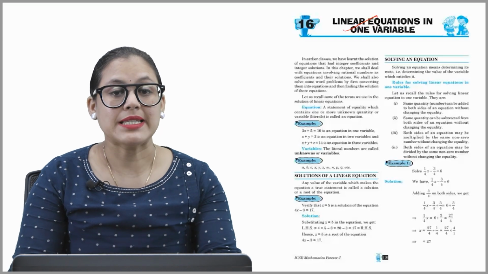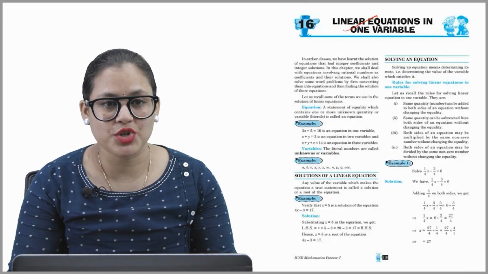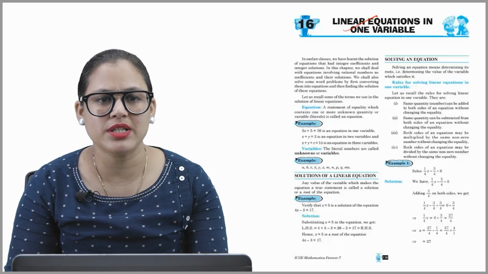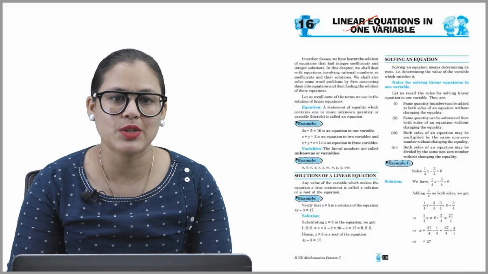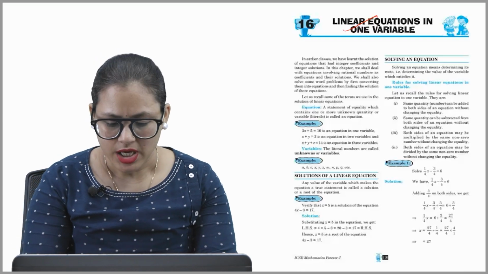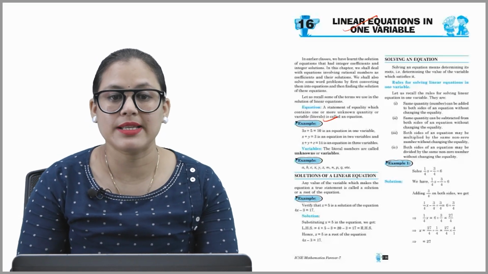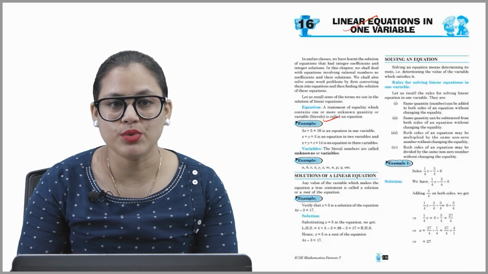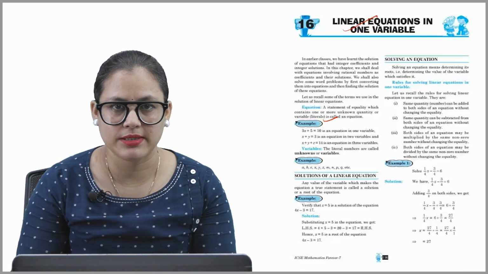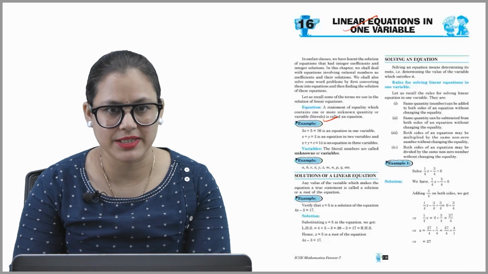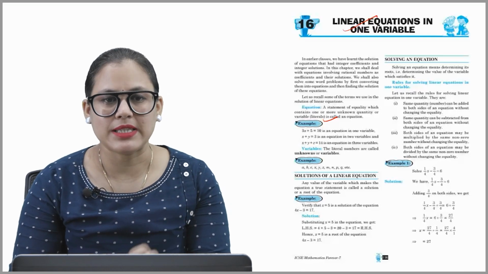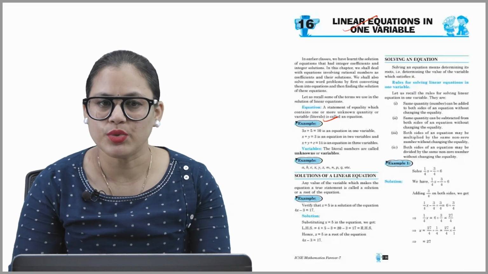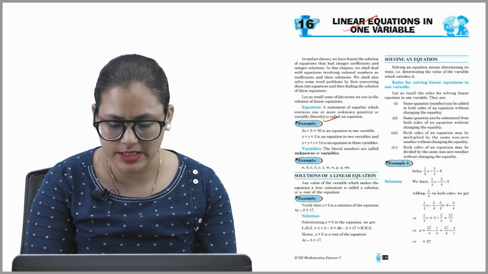Equation: a statement of equality which contains one or more unknown quantities or variables, that is literals, is called an equation. Example: 3x plus 5 is equal to 10 is an equation in one variable, and x plus y is equal to 3 is an equation in two variables. Here x and y are two variables. x plus y plus z is equal to 40 is an equation in three variables because x, y, z are three variables.